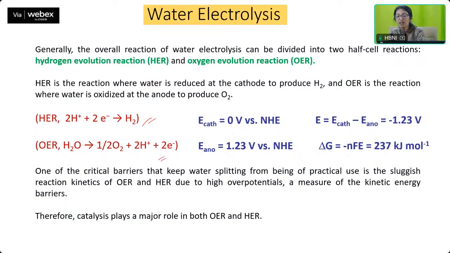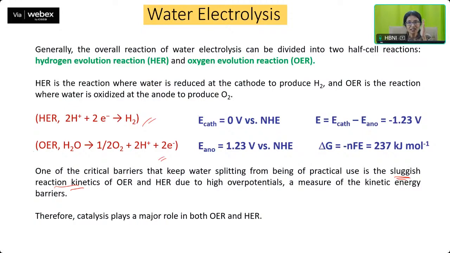Now what is the delta G value for this particular reaction, where your electrode potential E is around minus 1.23 volts, whereas the delta G value is 237 kilojoules per mole. Now you have to understand that one of the critical barriers that keep water splitting from being of practical use is the sluggish reaction kinetics. The sluggish reaction kinetics is the most important obstacle in the oxygen evolution and hydrogen evolution reactions, and this arises due to the very high overpotential in these reactions. And this overpotential is nothing but a measure of the kinetic energy barriers.